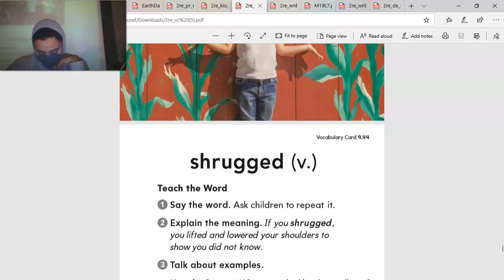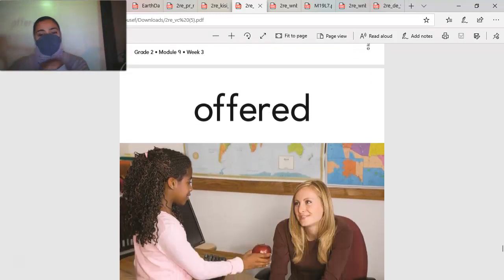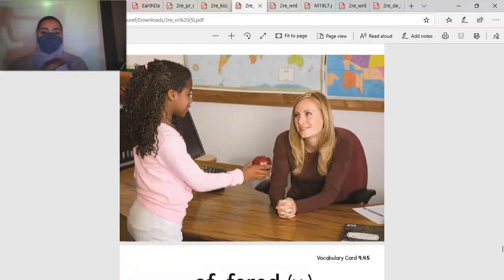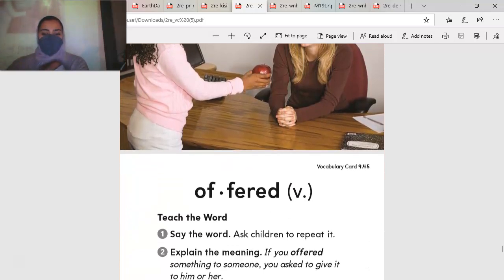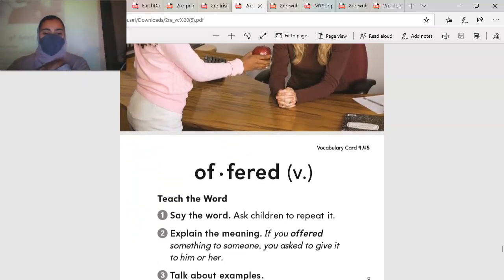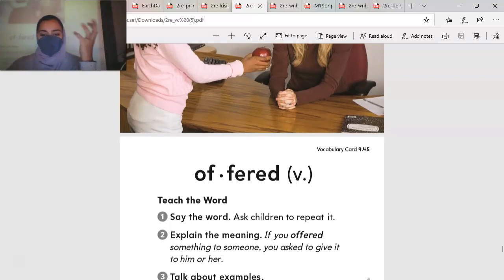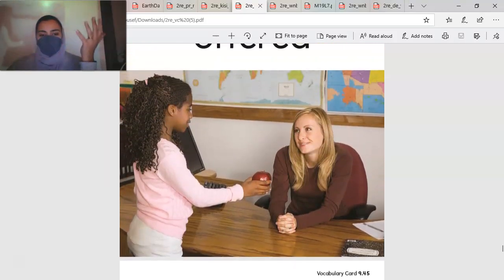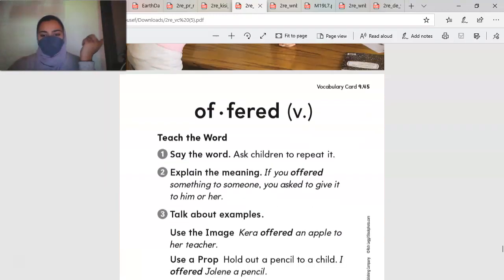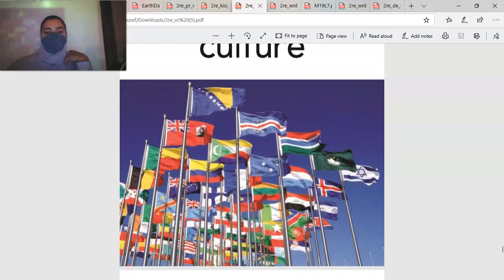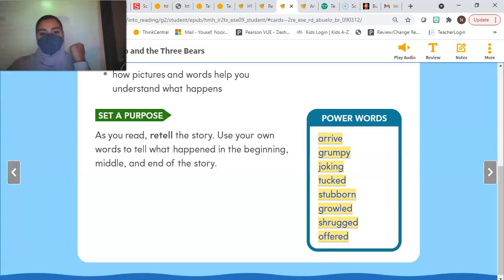All right, shrugs. And then the last one is offered. Here, the girl offered her teacher an apple. So if someone offers you something, they're giving you something. So if you offered something to someone, you asked to give it to him or her. Can you have this? You're offering it to them. All right, and then we're going to stop there. We're going to go over culture next time.